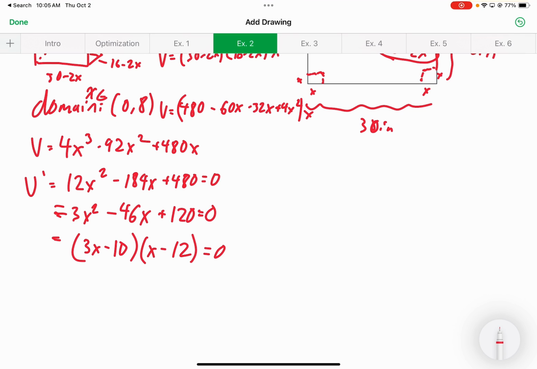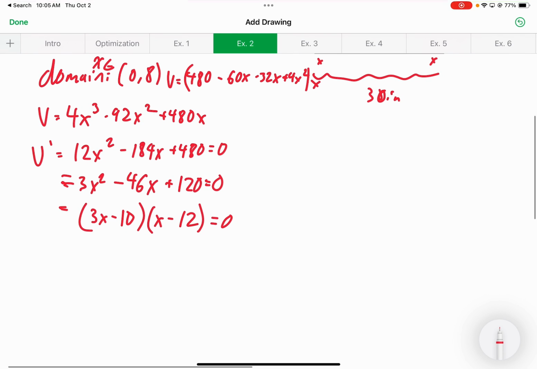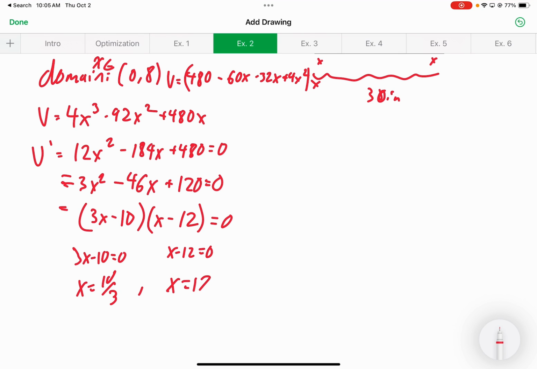You guys learned guess and check, right? Use number sense and do guess and check. All right, so 3x times 12 is negative 36, minus 10, negative 46. We got it right on the money. It's almost like I knew that was going to happen. Okay, so now we want to set it equal to 0, right? So 3x minus 10 equals 0, x minus 12 equals 0. So I'd get x equals 10/3 and x equals 12.